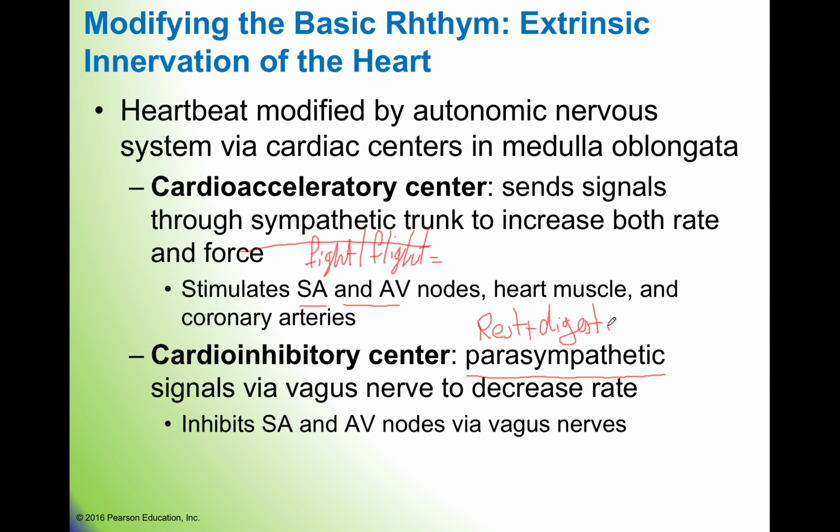How does it do that? It actually inhibits the SA node and AV node by lowering the number of heartbeats. So basically, when you relax, your parasympathetic nervous system slows down your heartbeat. And if you're in a stressful situation, such as a fight or flight, your sympathetic nervous system gets activated, increasing the SA node and AV node firing of electrical impulses, causing a higher heartbeat.